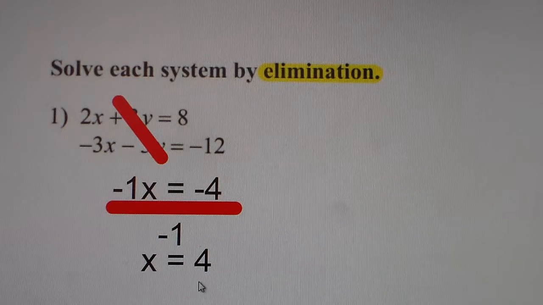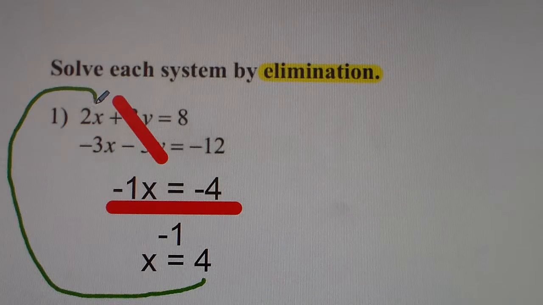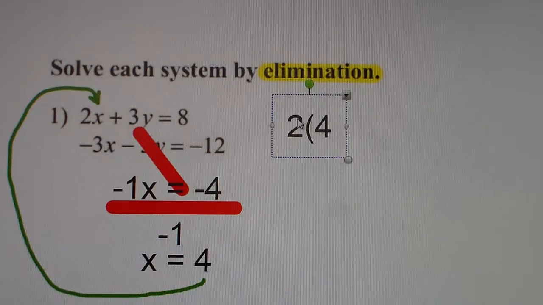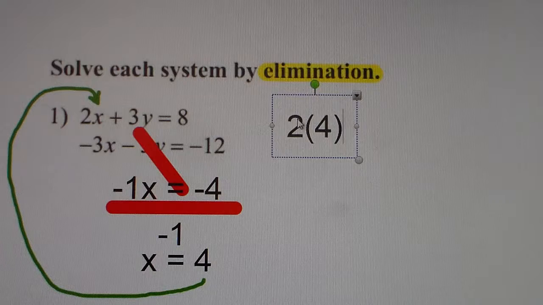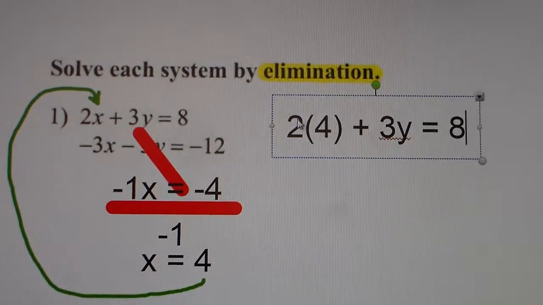Now once we solve for x, we're going to take this value of 4 and substitute that x with the 4. So we're going to substitute right into that first equation: 2 times 4 plus 3y equals 8. So let's write that in over here. Anytime I substitute, I make sure I use parentheses. 2 times (4) plus 3y equals 8.